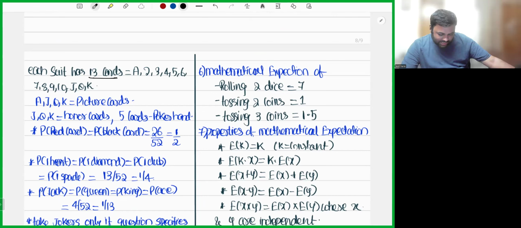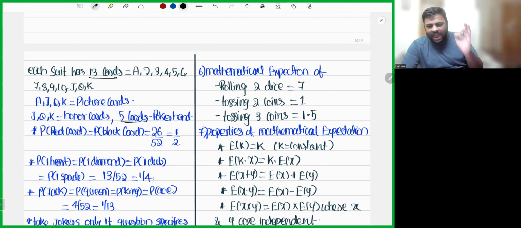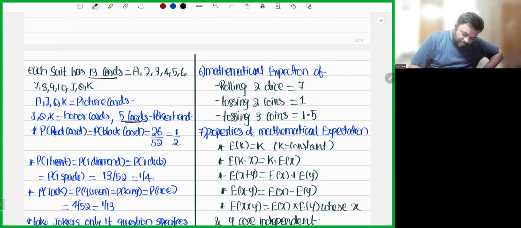From this set of 52 cards, if you pick up any 5 cards, we call it a poker hand. In the examination, they'll ask you the probability of a poker hand. Next. Now, what is the probability of picking 1 red card or 1 black card?